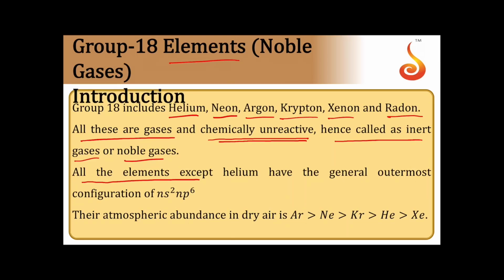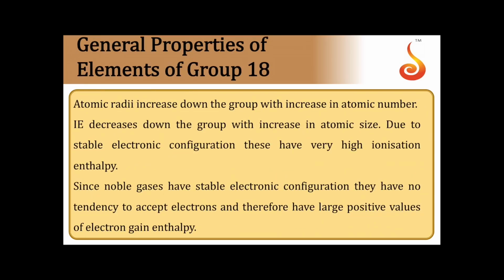All the elements except helium have the general outermost configuration ns2np6. Helium has 1s2 configuration. 1% of the atmosphere contains noble gases. In that, the order of abundance is argon more than neon, then krypton, then helium, then comes xenon.